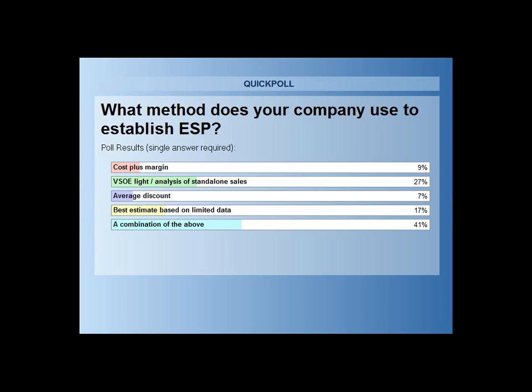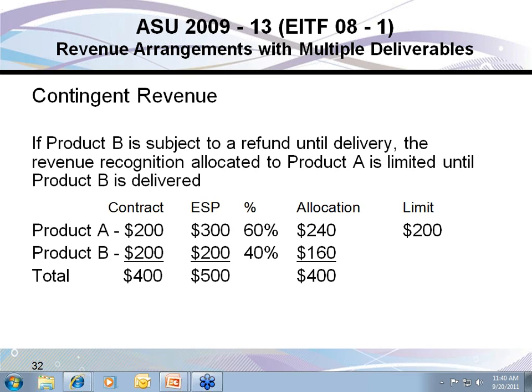41% used a combination, 27% are using a VSOE light approach, 17% some kind of best estimate, and 9% a cost plus margin type approach.